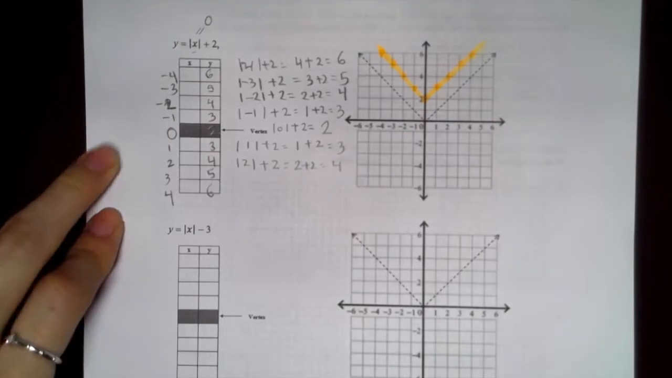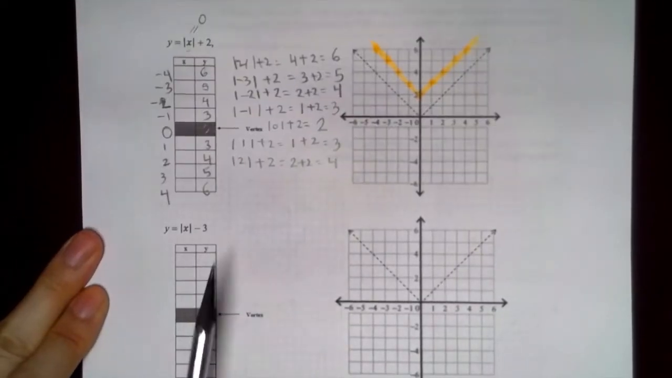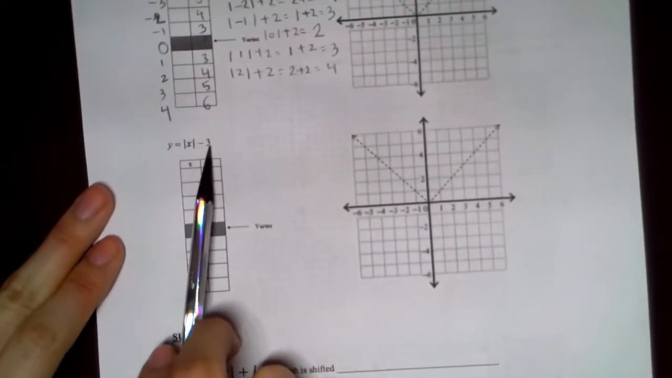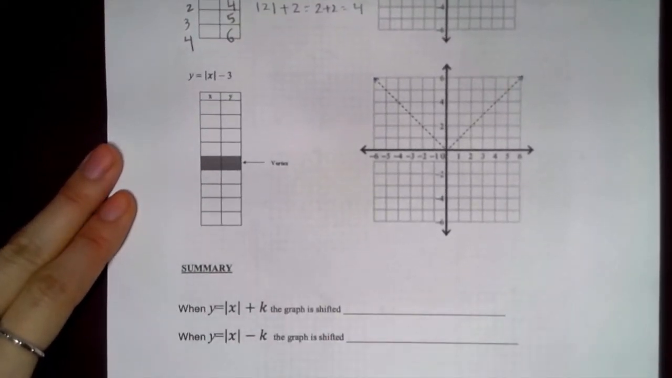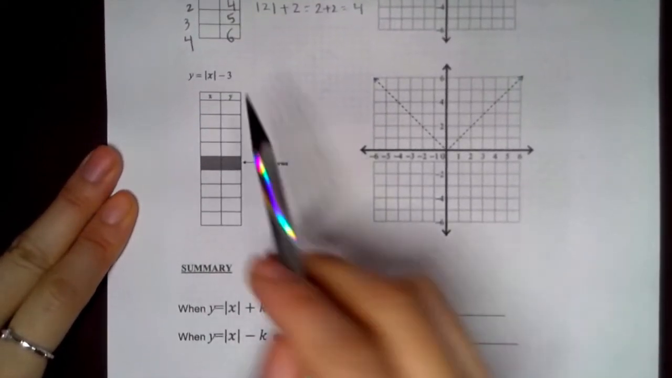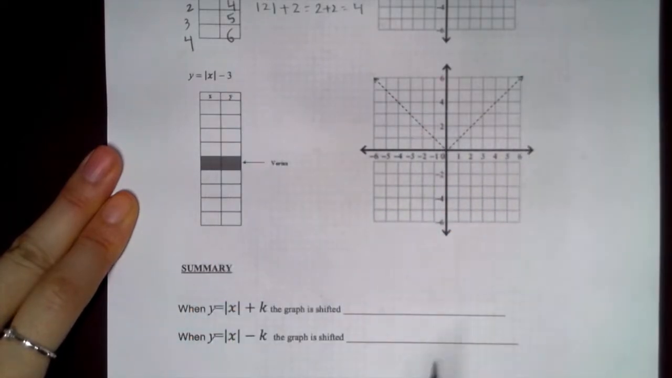Okay, and you can try this one, guys. But you know, obviously that's minus 3, so it will go down 3, right? It will go down 3. So you can check that one. You do it by yourself.